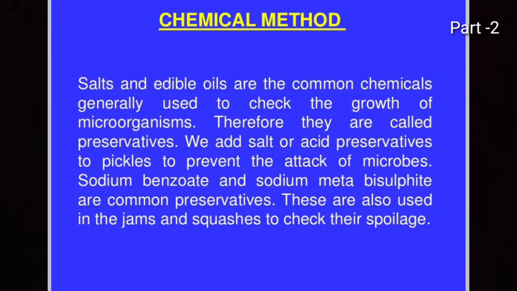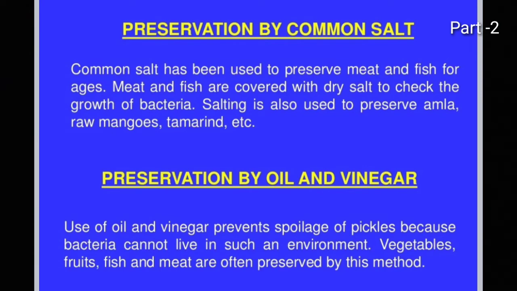Now the next preservation is done by common salt, which is NaCl, sodium chloride. Common salt has been used to preserve meat and fish for ages. It has been observed that meat and fish can be preserved for ages if we keep them in common salt. Meat and fish are covered with dry salt to check the growth of bacteria. Salting is also used to preserve amla, raw mangoes, tamarind, etc.